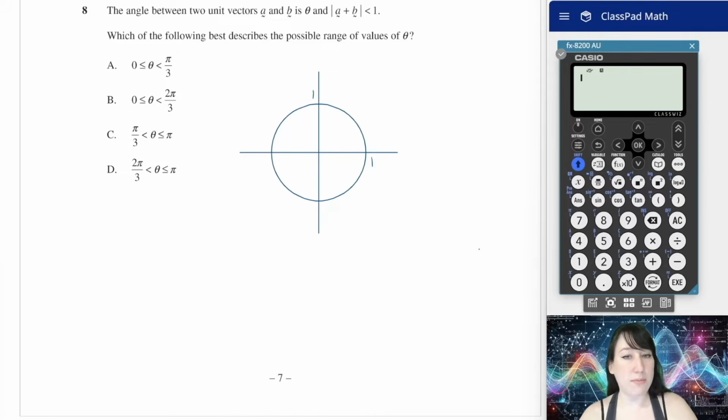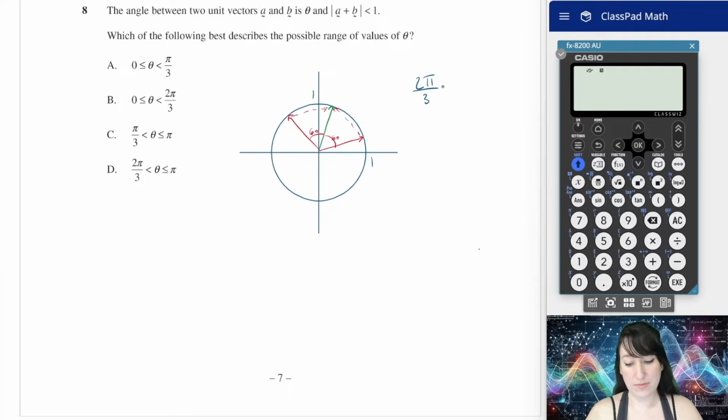Let's start with their sum equaling 1, which means it's on the unit circle. If that's the case, then each of the vectors with the sum forms an equilateral triangle, which means the angles between each vector and the sum is 60 degrees, meaning the angle between the two vectors is 120, which is 2 pi over 3.